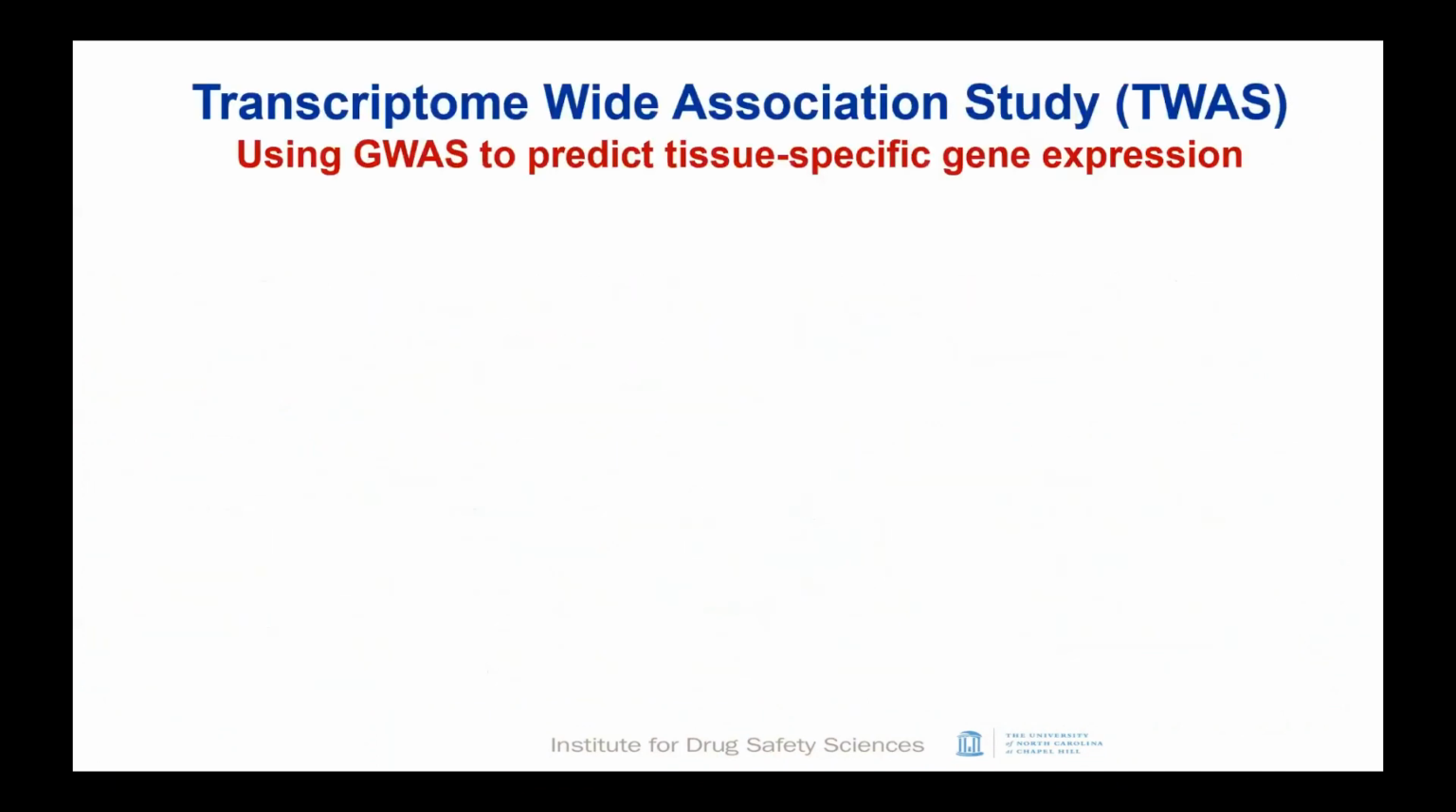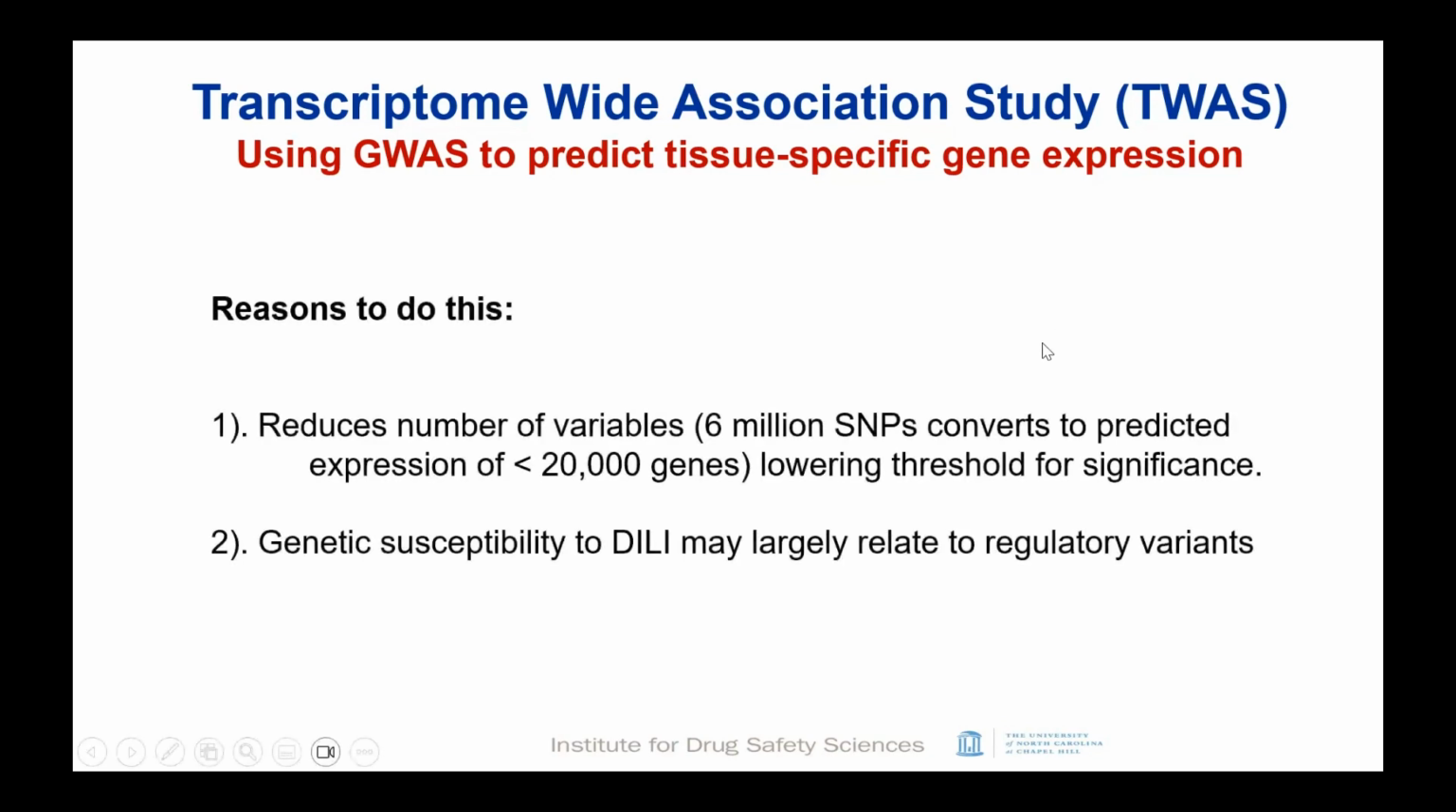What we did was a procedure called TWAS, or transcriptome-wide association, and that's using the GWAS data to predict the expression of genes in specific tissues, in this case, the liver. There are public databases, GTEx, that allow you to do this. This reduces the number of variables from about 6 million SNPs in a GWAS analysis to the predicted expression of around 20,000 genes, which significantly lowers the level of significance required for significant differences between cases and controls.